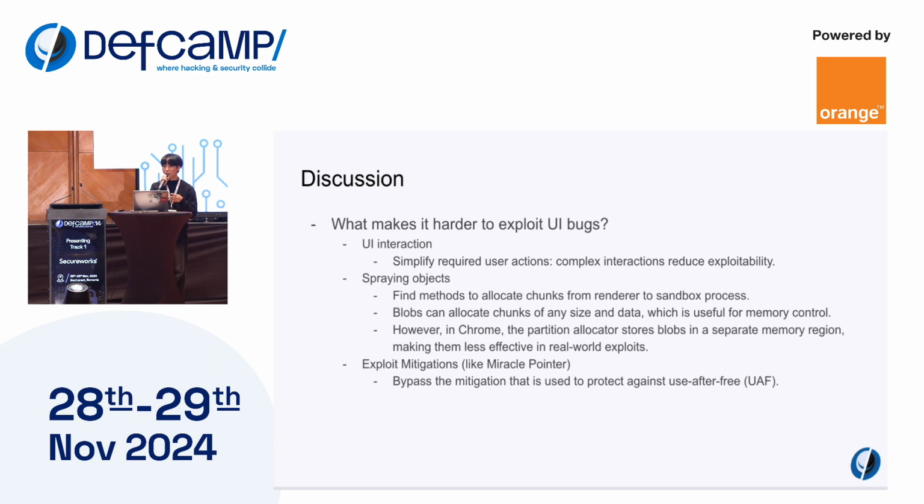So this means you need to find a different way to allocate memory, and it can differ depending on the type of browser and type of bug. Such allocator mitigation makes exploitation much harder. Additionally, there are exploit mitigations like MiraclePtr, which protects against use-after-free vulnerabilities. To exploit this, you need to bypass these mitigations. But this isn't just a challenge for UI bugs. Bypassing this type of mitigation is essential for exploiting any heap use-after-free bug.